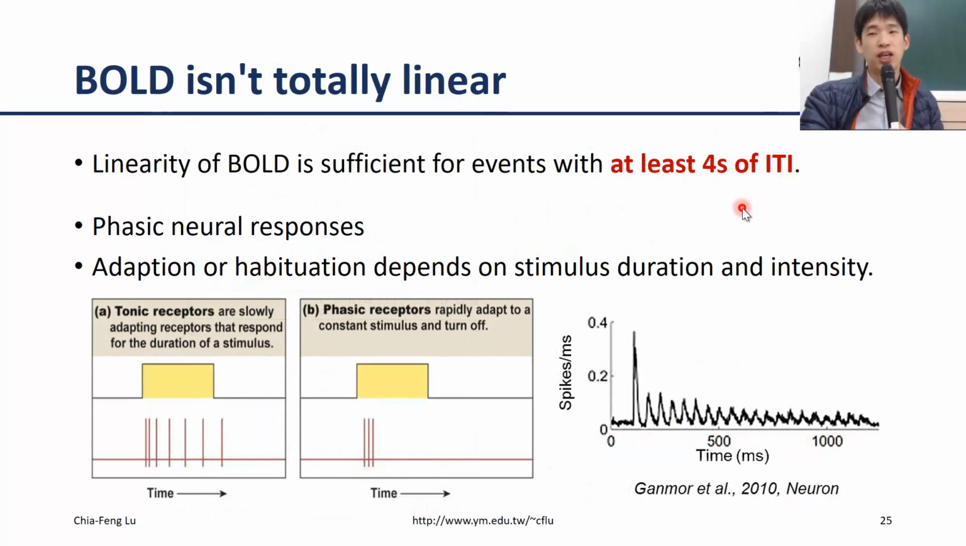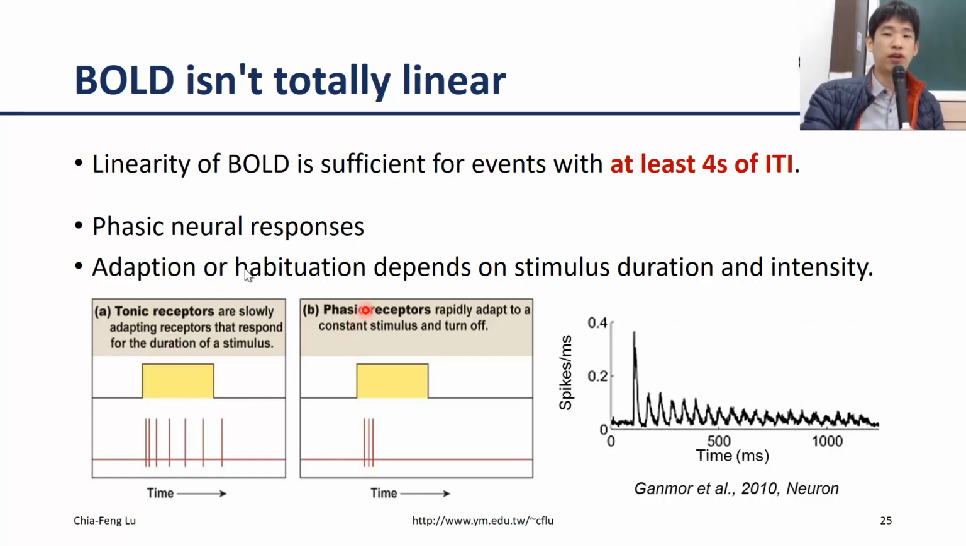Normally, if you want very good linearity to show up, for the ITI, the inter-trial interval, we would recommend at least 4 seconds. Don't put the trials or the stimuli too close to each other. At least a 4-second ITI is recommended. And also, it depends on the neurons that you are dealing with.